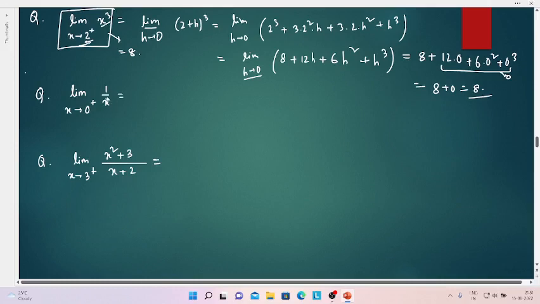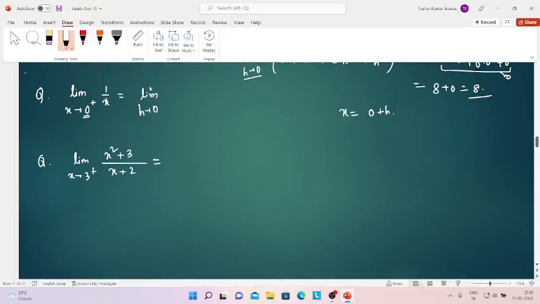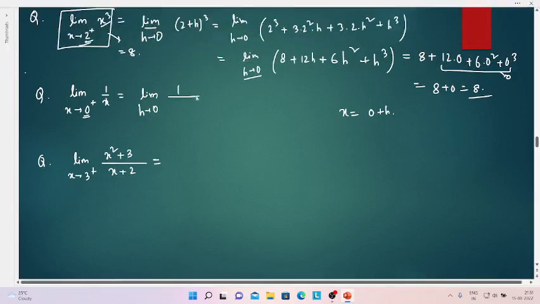Similarly, let's think about the next part. First, you have to put, here you can see limit x tends to 0 plus, I mean in the place of a we have 0. So we have to put x equals a plus h, I mean 0 plus h. So it will be the limit as h tends to 0 of 1 by, sorry, 0 plus h. Actually, this is a problem where the value of this limit will be infinity.